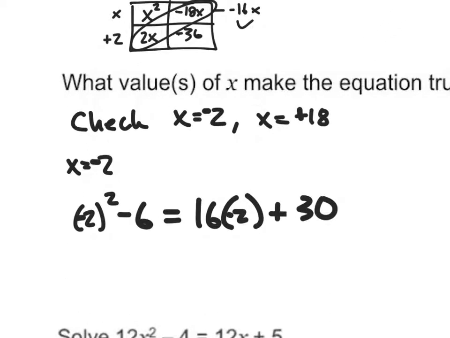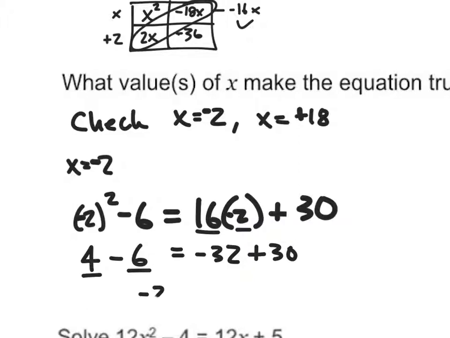Okay, so now negative 2 squared. If I take negative 2 times negative 2, that's going to give me positive 4, okay? And then we're going to subtract 6, all right? Now, the next thing we're going to do is take 16 times negative 2, which is going to give us negative 32 and then plus 30, okay? Now, 4 minus 6 gives us negative 2. Negative 32 plus 30 also gives us negative 2. That's true, so this is a solution, okay?